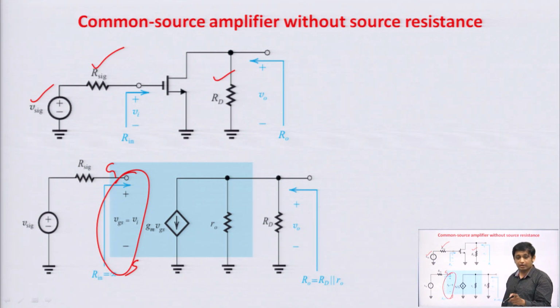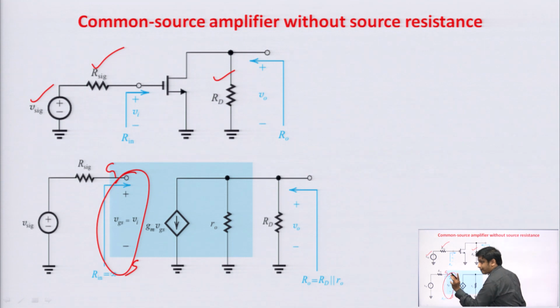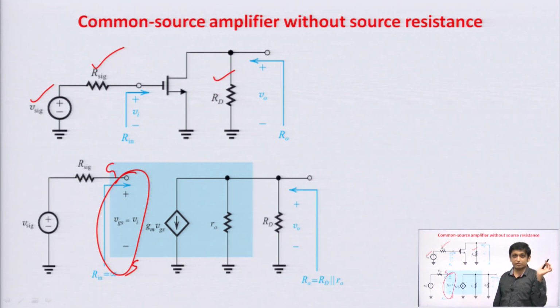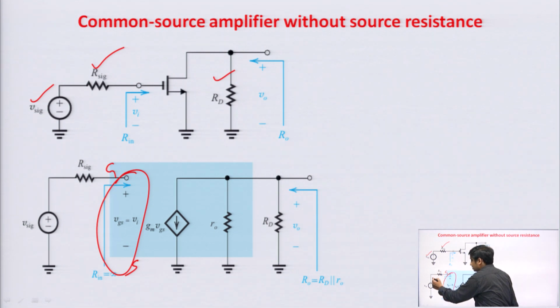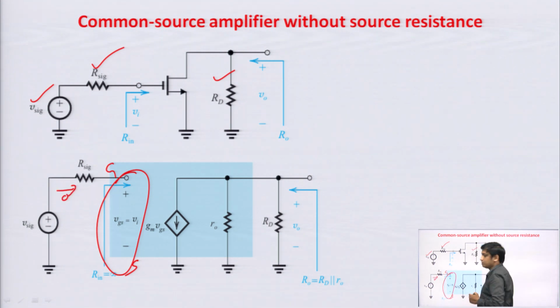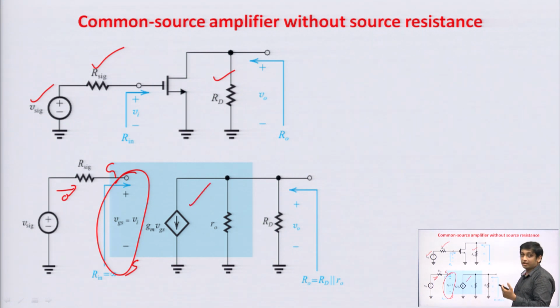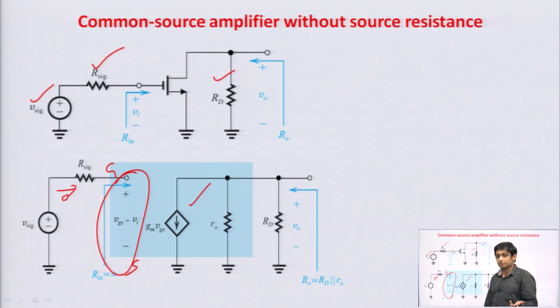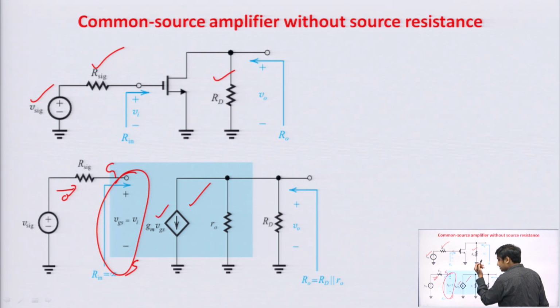In the common emitter amplifier, just refer to that class, that circuit, common emitter amplifier without emitter resistance. There we have connected a resistance R pi. R pi was there because there is a base current, but here the gate current is 0. That is why it is open circuited. This is your dependent source, because your drain current is depending upon your gate to source voltage. So, it is a voltage dependent current source.